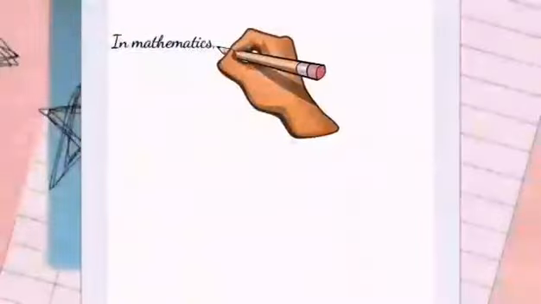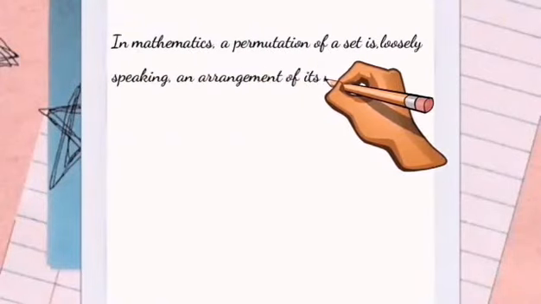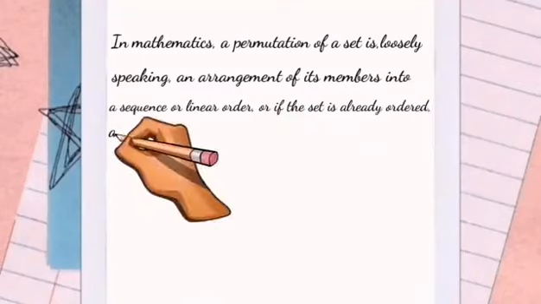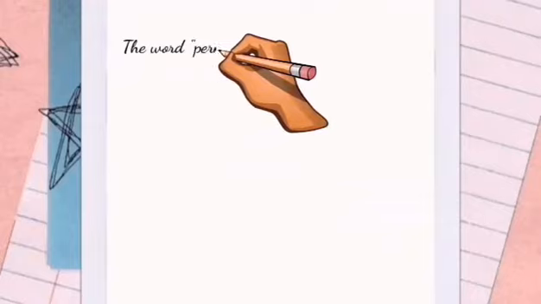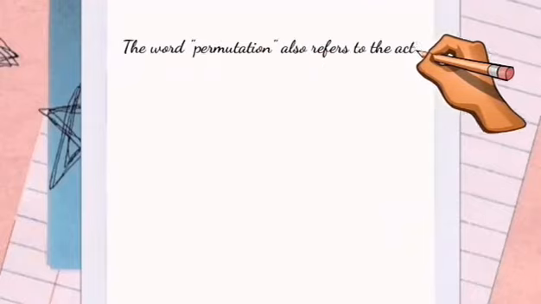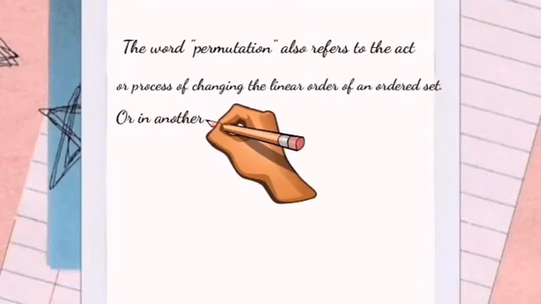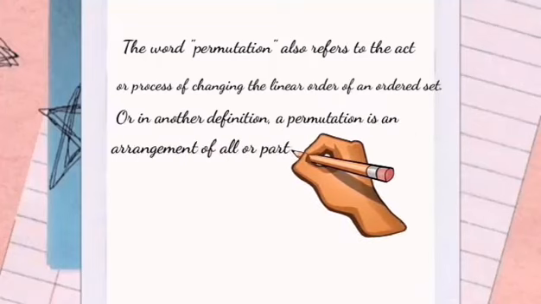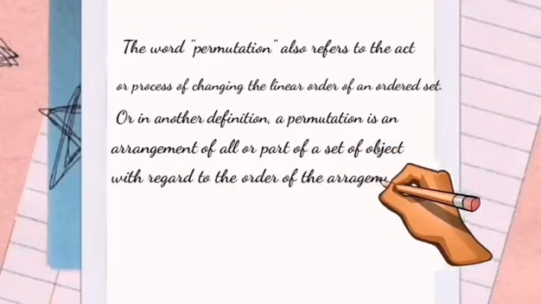First, let's define the meaning of permutation. In mathematics, a permutation of a set is, loosely speaking, an arrangement of its members into a sequence or linear order, or if the set is already ordered, a rearrangement of its elements. The word permutation also refers to the act or process of changing the linear order of an ordered set, or in another definition, a permutation is an arrangement of all or part of a set of objects with regards to the order of the arrangement.